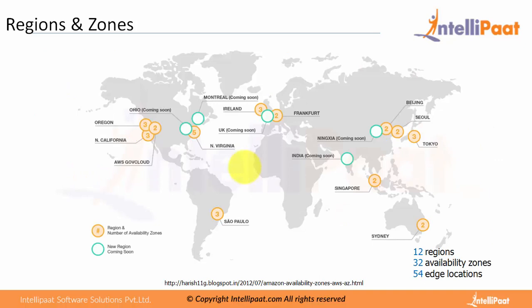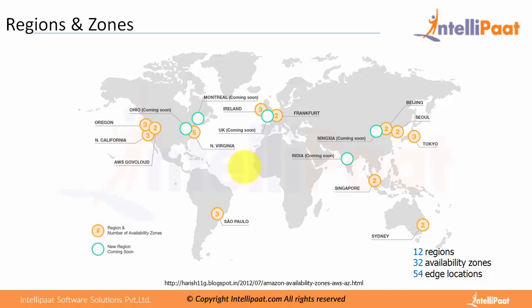Currently, Amazon has 12 regions across the globe. It has 32 availability zones. And out of this 12, one more region is coming soon to India in 2016. They said that by 2016 they would be launching one in India. So you can see there are so many regions available, and that gives you an advantage. Across the globe, whichever part you are in, if you are launching for your customer or for yourself, you can select the nearest region and launch an application from there.